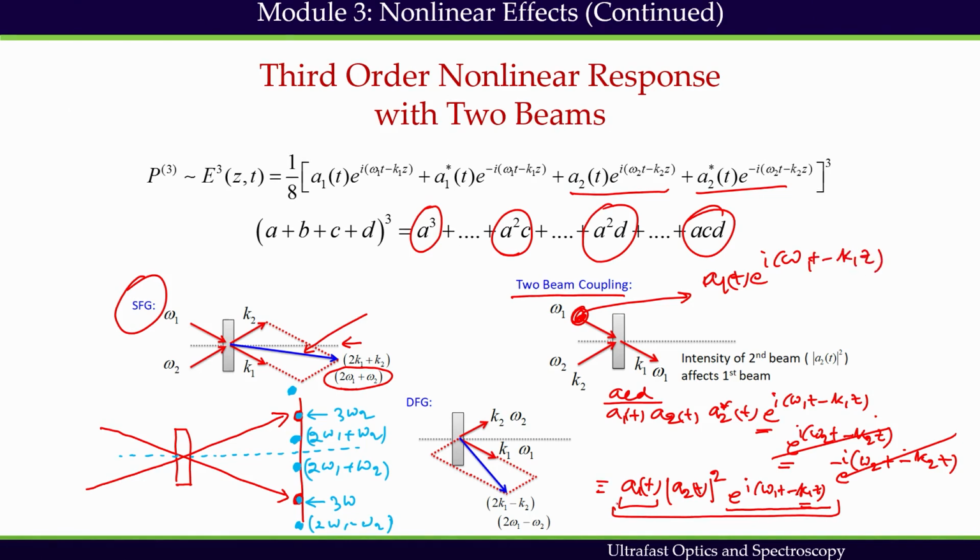So the same beam I get back, but it is getting affected by the intensity of the second beam. So the first beam I'm getting back here with the same frequency, but its amplitude or its overall shape is getting affected by the second beam intensity, and that's why it is called two beam coupling. And implementation of this technique is called polarization gating. So we'll go over the polarization gating in detail.